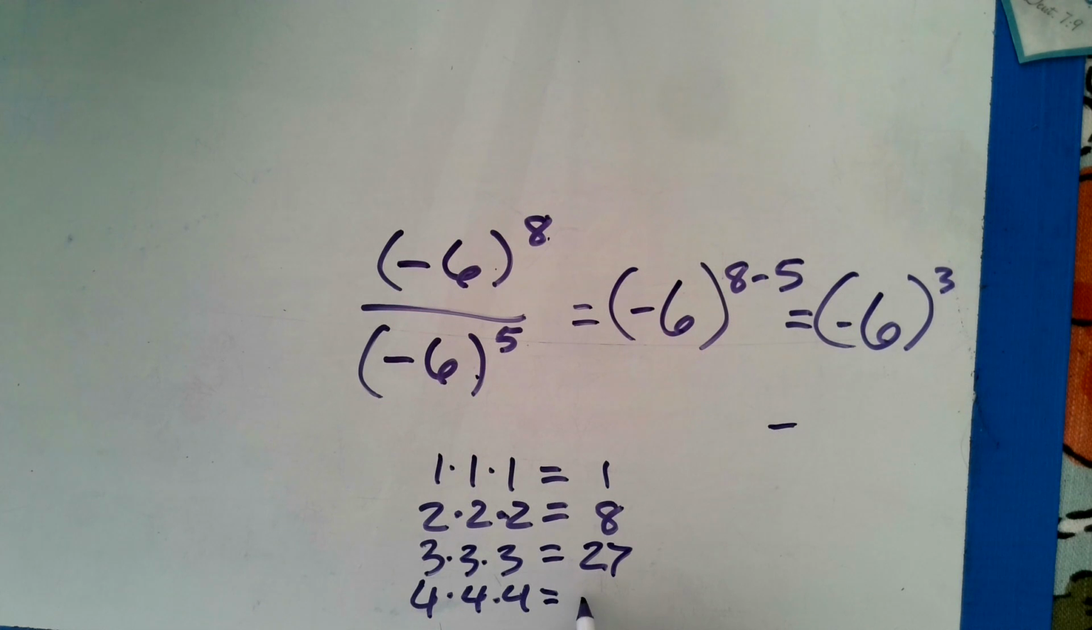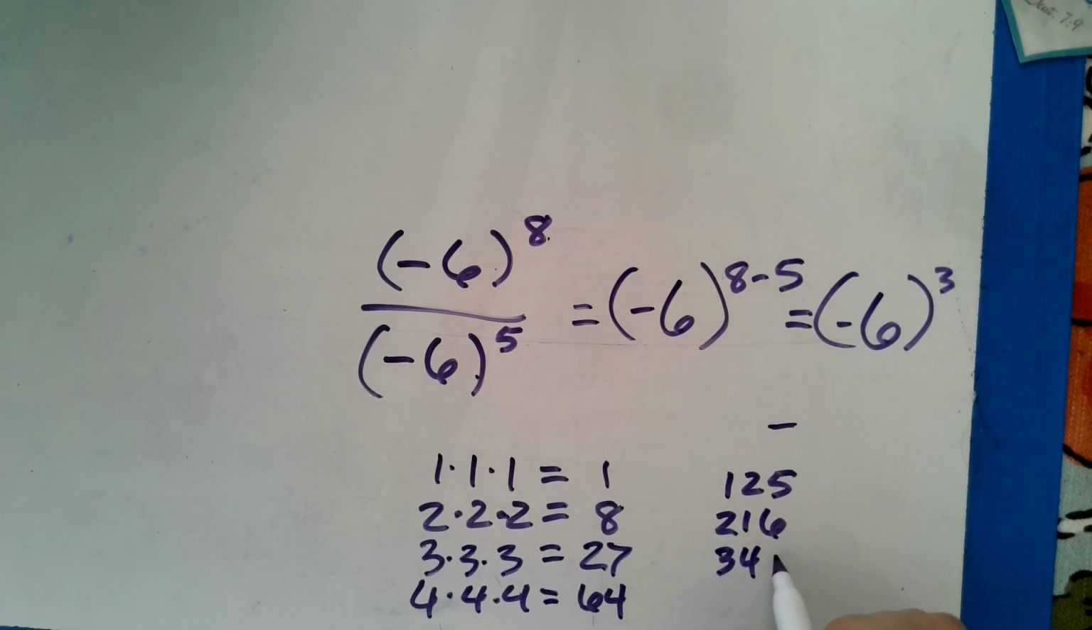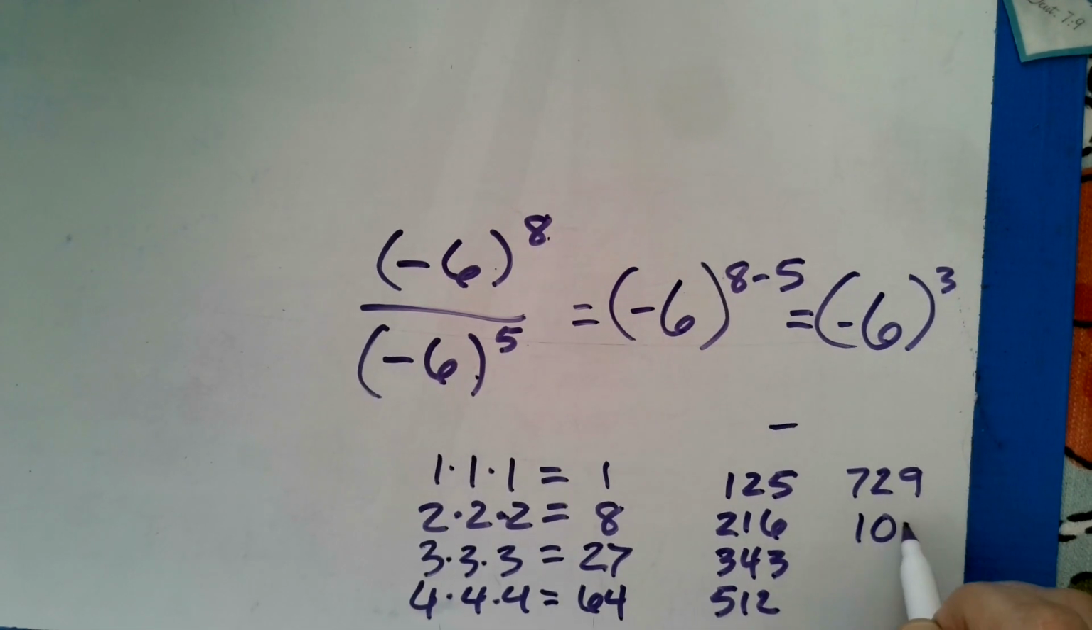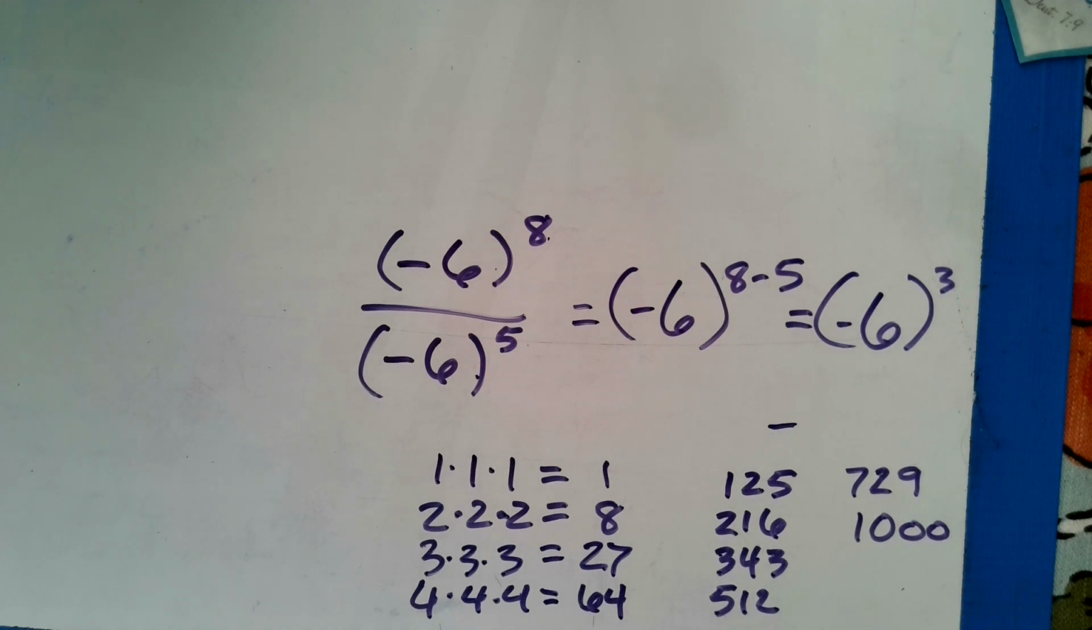1, 8, 27, 64, 125, 216, 343, 512, 729, 1000. And those are all your cubes.